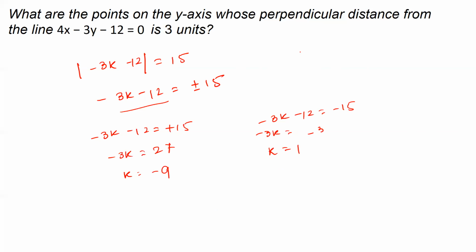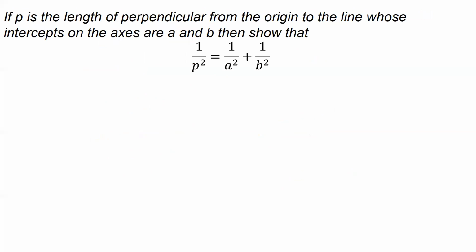So remember what we took our k to be. Our k was the point which was given by 0 comma k. So there are 2 points on the y-axis which satisfy this property, that it has 3 units distance from this line. So the answers are 0 comma minus 9, and the other point is 0 comma 1. These are the 2 points which are both at a distance of 3 units from this line. So we have 2 answers. Okay, let's move on to the next problem.